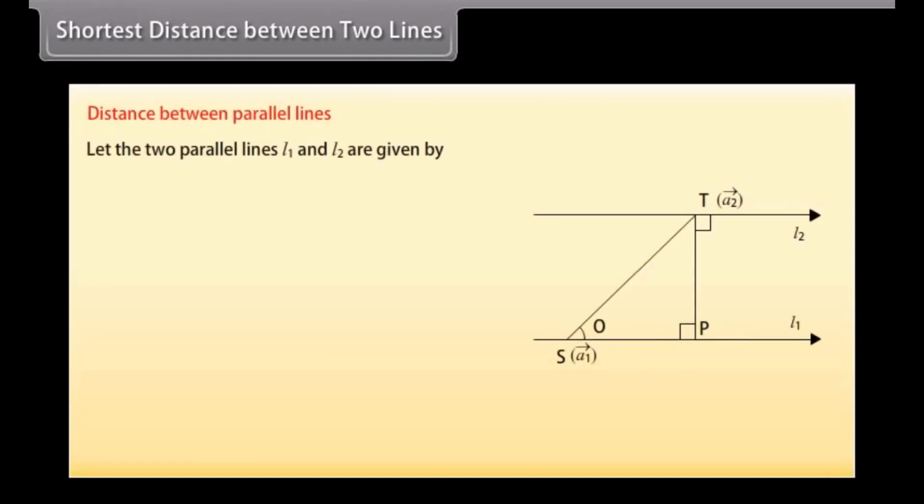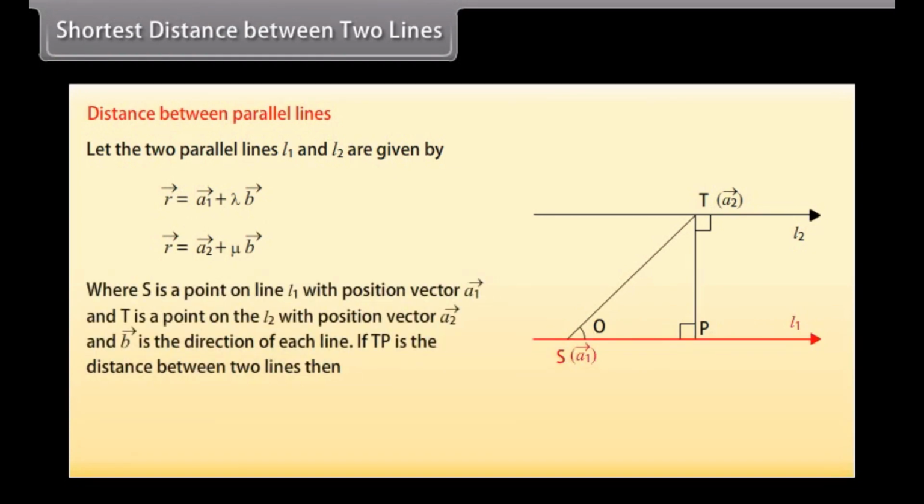Shortest distance between two lines. Distance between parallel lines. Let the two parallel lines L1 and L2 be given by vector r equals vector a1 plus lambda vector b, vector r equals vector a2 plus mu vector b, where S is a point on line L1 with position vector a1 and T is a point on L2 with position vector a2, and vector b is the direction of each line. If TP is the distance between the two lines, then TP equals modulus of cross product of vector b and the difference of vector a2 and vector a1, divided by modulus of vector b.